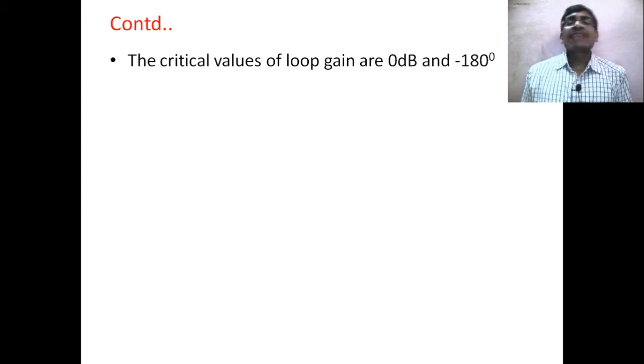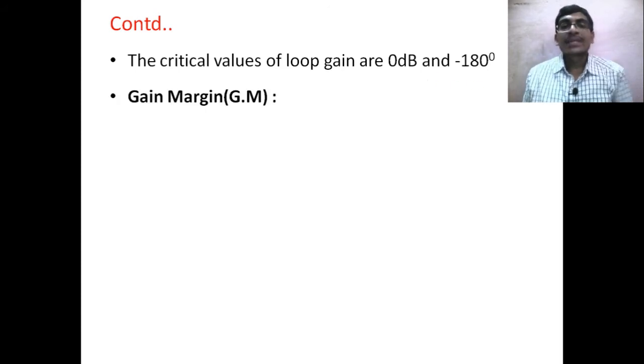The critical values of open loop are 0 decibels and minus 180 degrees. So these two values are very important, 0 decibels and minus 180. Because these two are very important, they give us the stability of the circuit, so that our circuit will start the oscillations at these critical points.